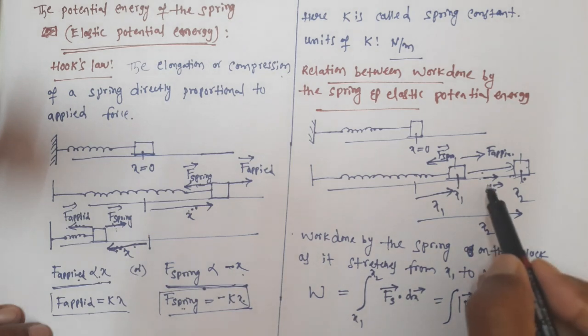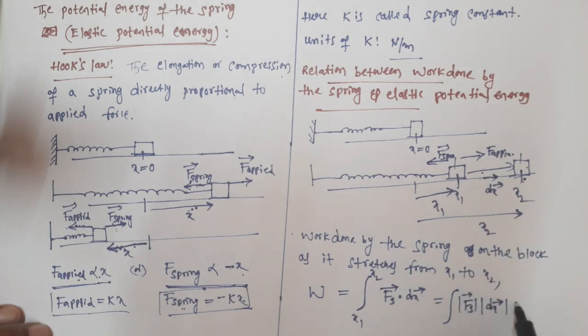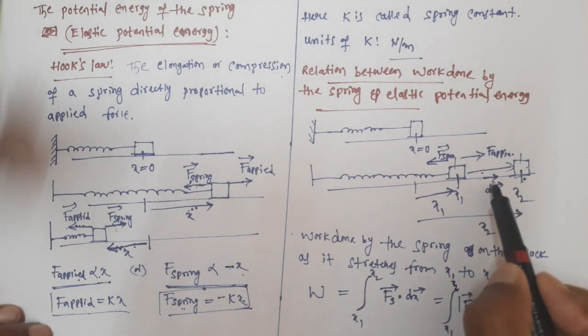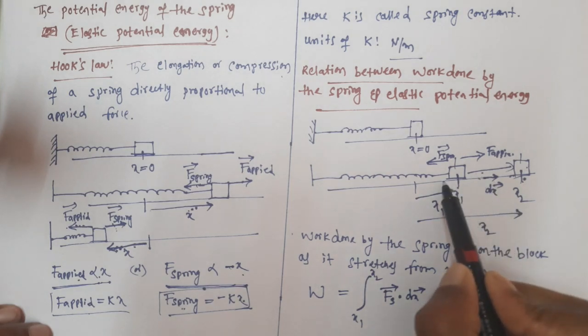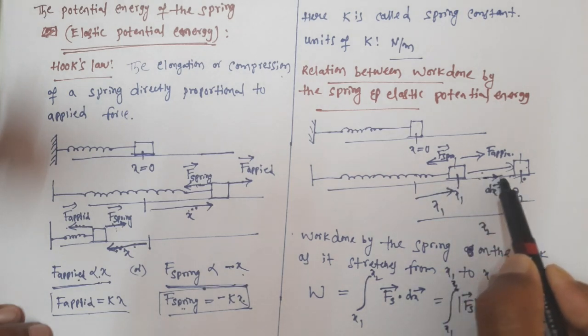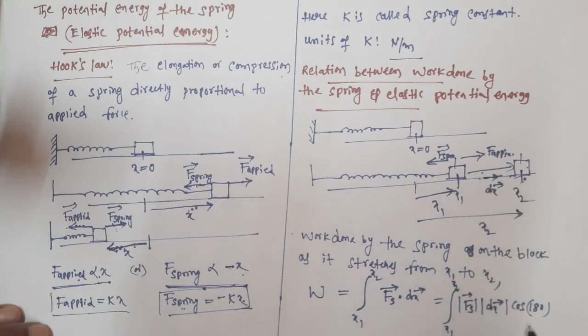Fs is the instantaneous force here, and the angle between these two vectors is 180 degrees, with lower limit x1 and upper limit x2. Why 180? The spring force Fs is acting this way and the displacement of the block is this way, so the angle between these two is 180 degrees. So cos of 180 is minus 1. Now we will continue the derivation.